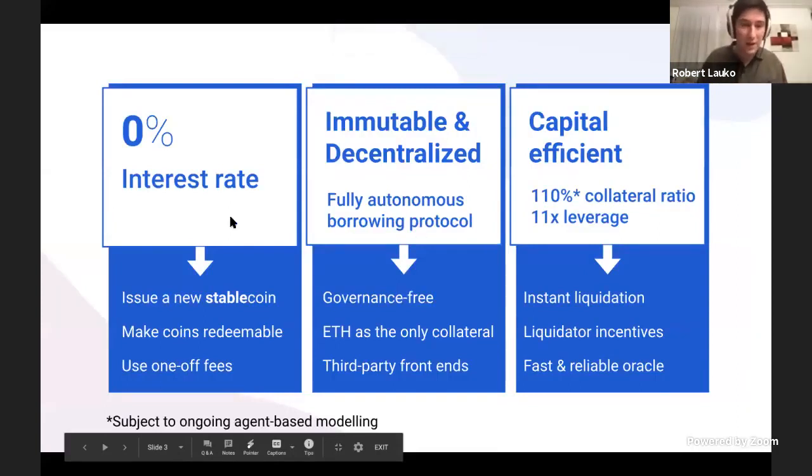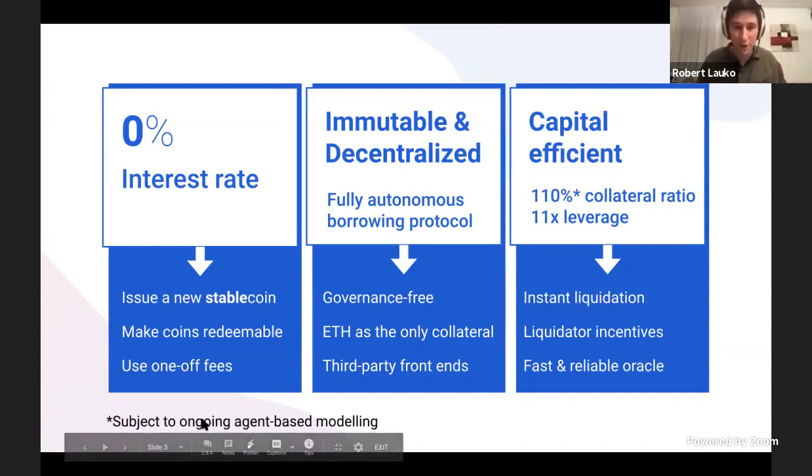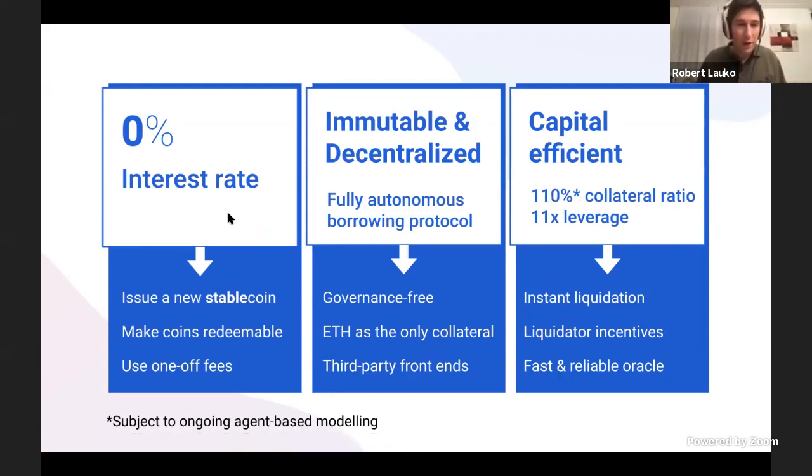So here are my slides. I'm talking about these three properties. We want to achieve 0% interest rate, immutability and decentralization, and capital efficiency. Capital efficiency here boils down to a low collateral ratio, which in our case should be 110%. This is still subject to an ongoing agent-based modeling effort, but based on our first intuition, it should be around this number.